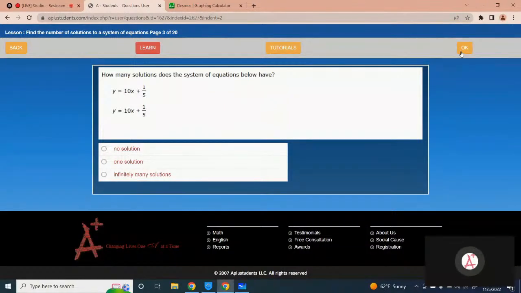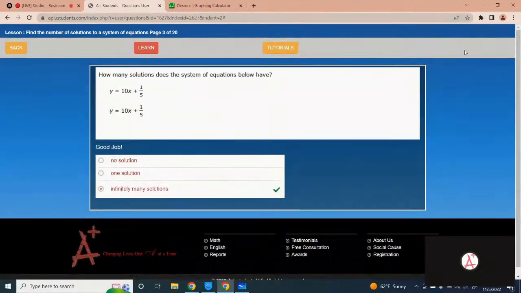Okay, the next one is how many solutions does the system of equations below have? y equals 10x plus 1 by 5, y equals 10x plus 1 by 5. So both the equations are exactly the same. Got it? They have the same y-intercept and the same slope. That means the system has infinitely many solutions. Got it? So just select the correct option and click on the OK button.